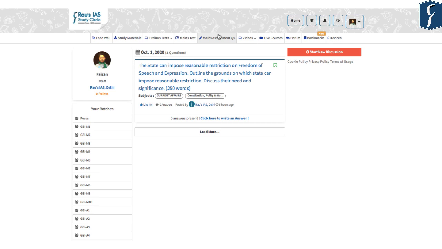The question for today's assignment is this. Highlight the circumstances in which a state can impose reasonable restriction on freedom of speech and expressions. What are the ways in which citizens can seek protection against reasonable restrictions imposed by a state, which also include charging citizens under any preventive detention law?